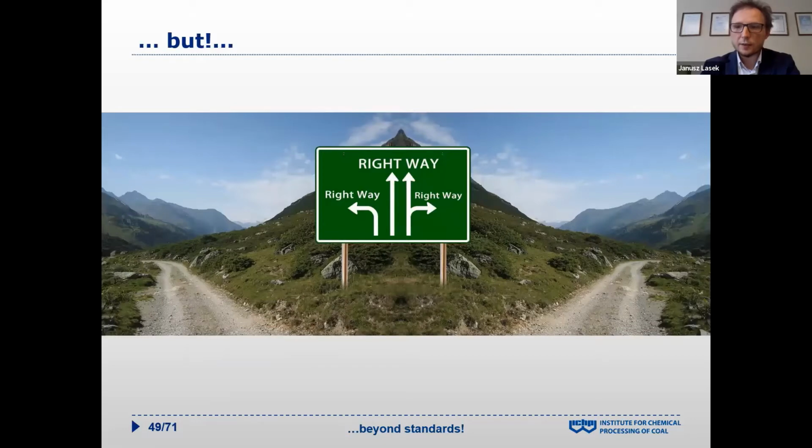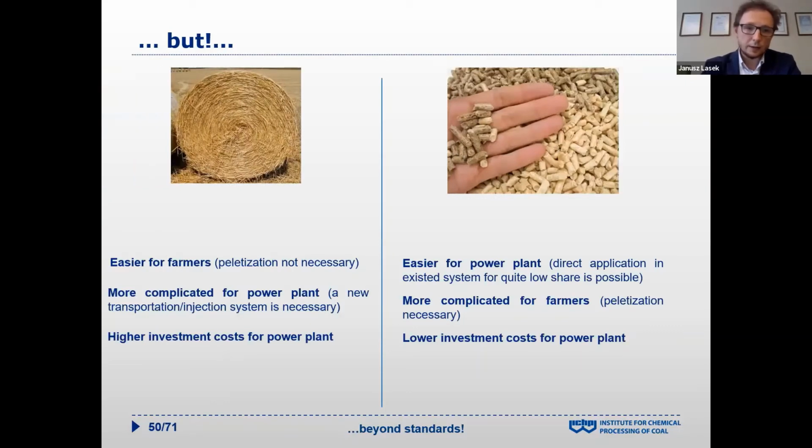But the question is whether it is really the best way to choose, because, as Mr. Marek mentioned in the beginning, baling, maybe, will be more complicated for the power plant, because a new transportation and injection system is necessary. It probably needs a higher investment cost for the power plant, but it would be easier for farmers. Pelletization is not necessary. On the opposite side, it would be easier for the power plant, but more complicated for farmers. So the socio-economic issue must be taken into account.